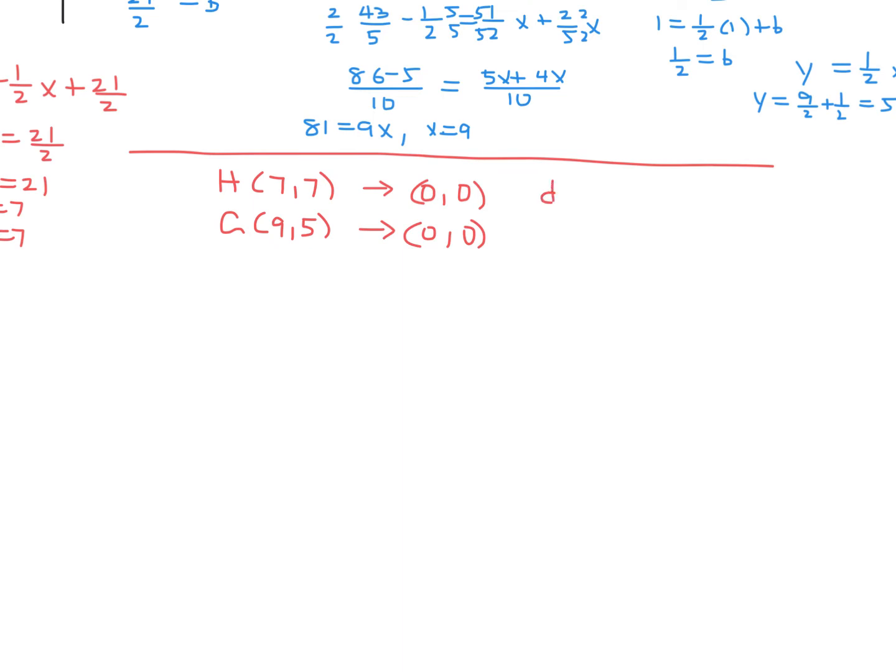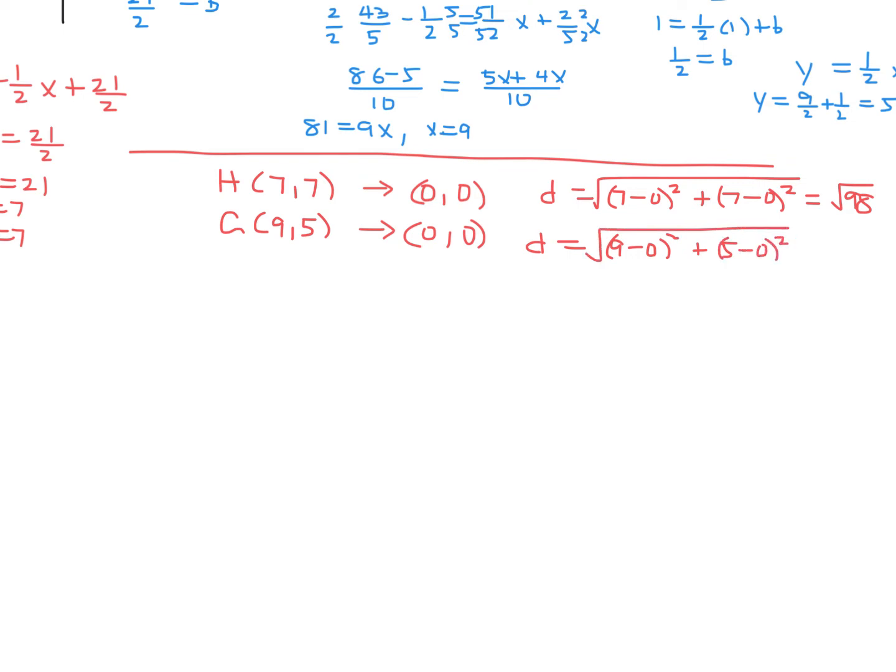So the distance formula for the first one would be 7 minus 0 squared plus 7 minus 0 squared, all under the square root sign. And that looks like 49 plus 49, 98, so root 98. Distance formula on the second one, very similar: 9 minus 0 squared plus 5 minus 0 squared. And that's going to be what? 81 plus 25, which is 106. So obviously the shortest distance is this one. So H is closer to the origin than G.